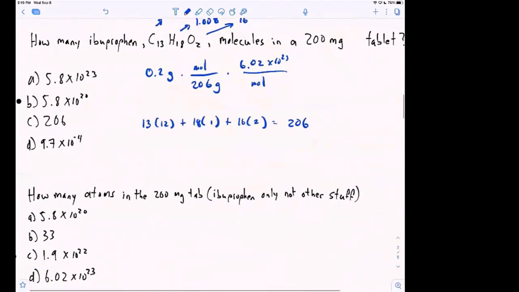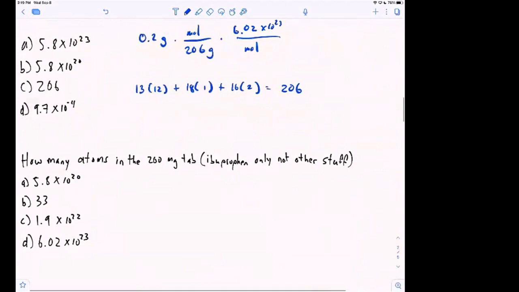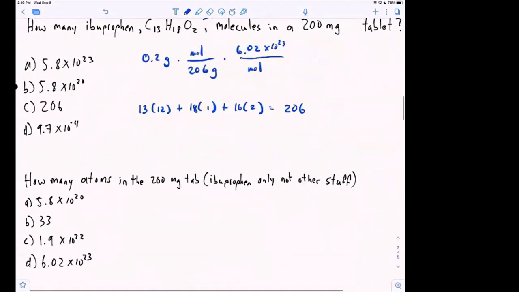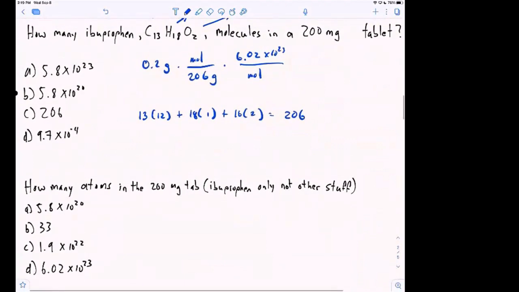All right, so how many atoms are in the ibuprofen tablet? I know there's starch and binder and that kind of stuff. But how many atoms do we have in this 200 milligram ibuprofen tablet? How many atoms do you have in these 200 milligrams of ibuprofen?